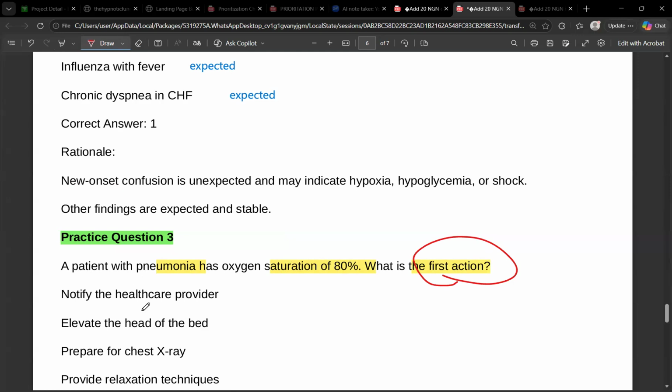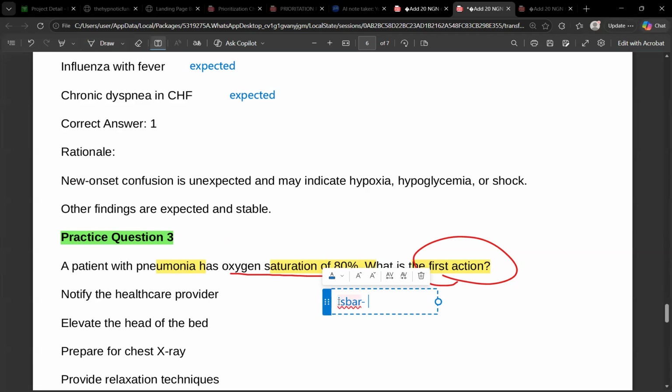First option, notify the healthcare provider. That means the client is having oxygen saturation 80 percentage only. That is the current problem of the patient. And also one more method is there by reading a scenario. You can use the ISBAR method while reading a scenario. You know that ISBAR.